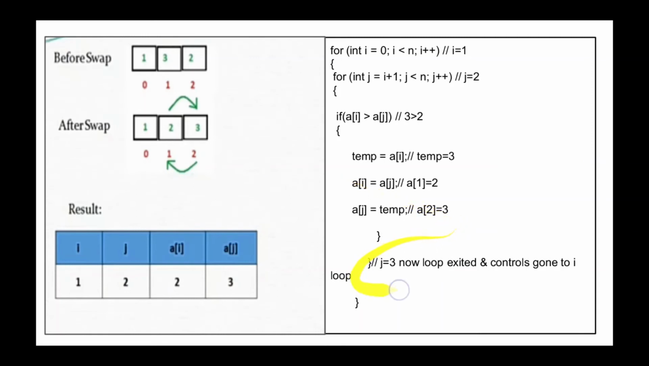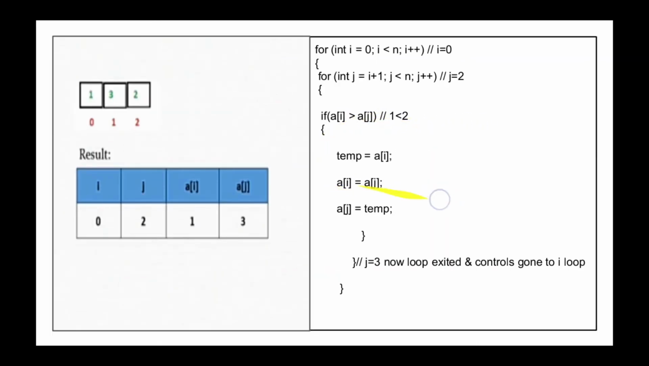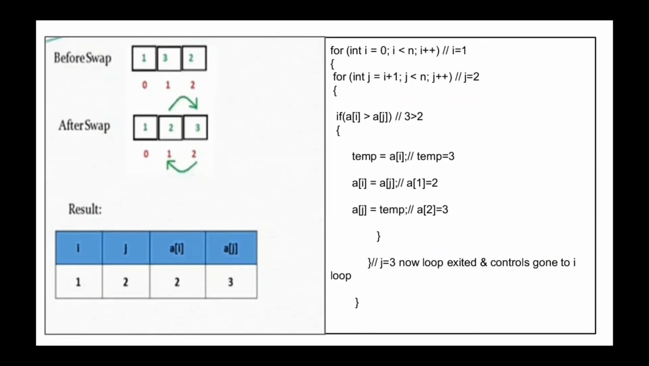Now again go to the for loop, check. The j value is initially 2, then the j value is incremented by 1, so j is 3. Then check j is less than n. The j value 3 is less than the array size 3, so 3 is less than 3, and here the condition is false. Okay, then go to the first for loop condition i.